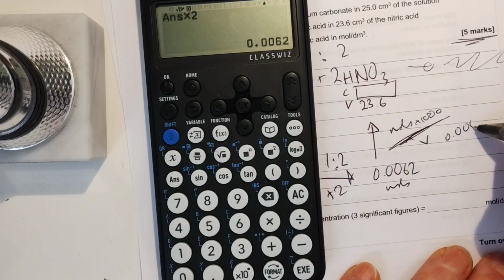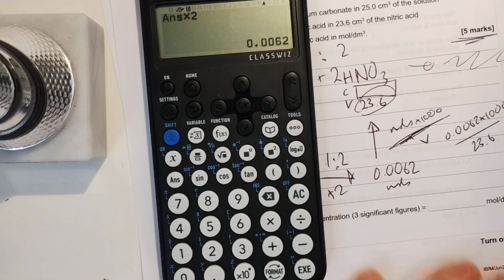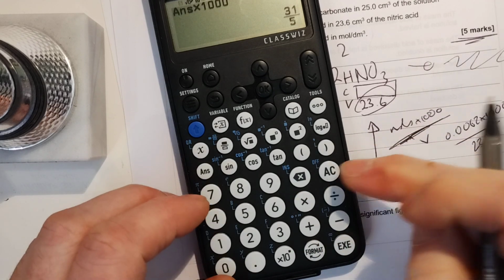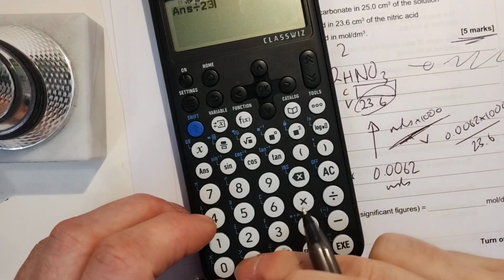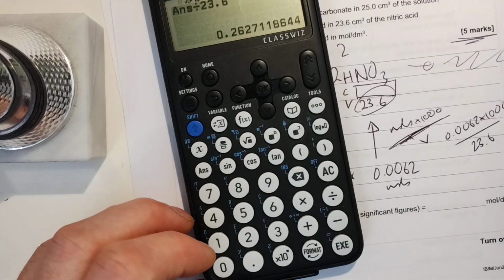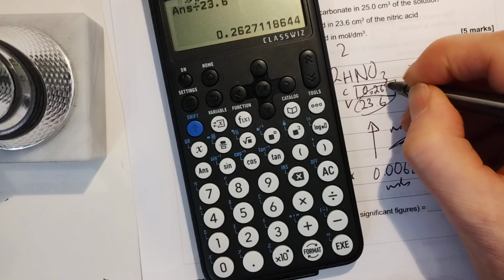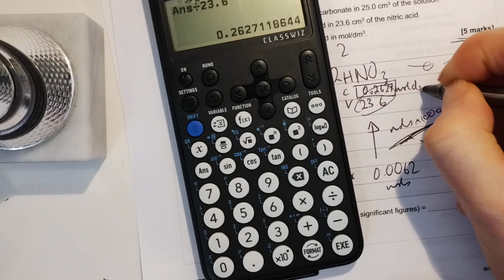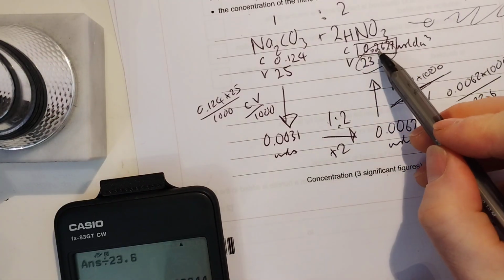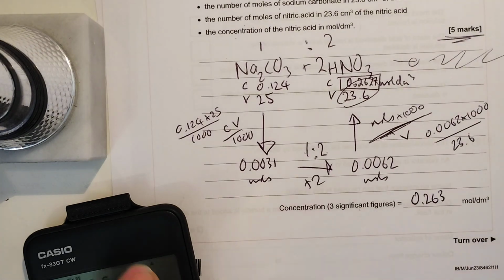So I'm going to go 0.0062 times 1,000 divided by V, which is 23.6. So I'm going to do times 1,000 equals divided by 23.6 equals, format decimal. 0.2627. 0.2627 moles per decimeter cubed. Right. Concentration to 3 sig figs: 0.263. I think I'm done.